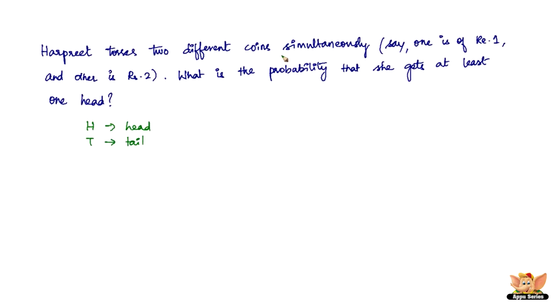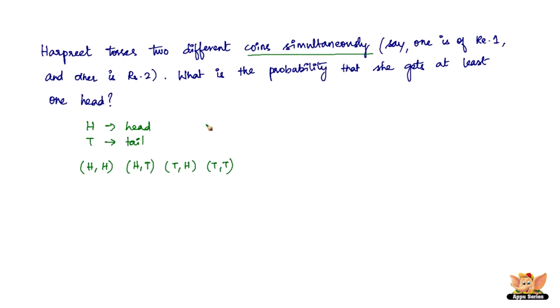The most important thing to notice here is the coins are tossed simultaneously, right? So what are the possible outcomes when the coins are tossed simultaneously? You can get head, head, or you can get head, tail, or you can get tail, head, or you can get tail, tail, right? These are the 4 possible outcomes if you're tossing 2 coins simultaneously, which are all equally likely.